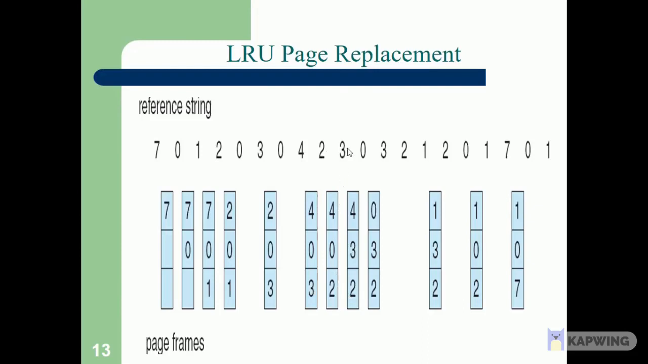Okay. Then next is your 3. So 4 we have used currently, 2 is used. So what we have not used? 0 here. So 0 will be replaced by 3. Page fault occurs.